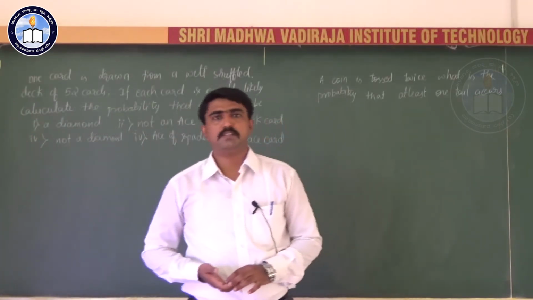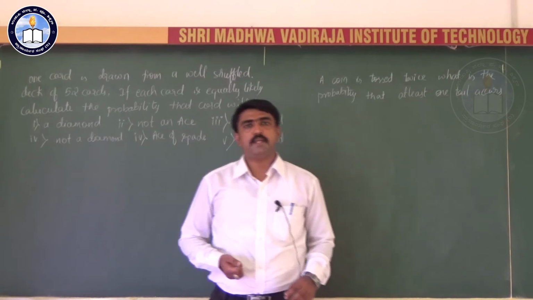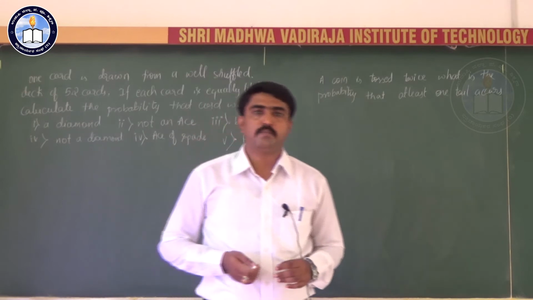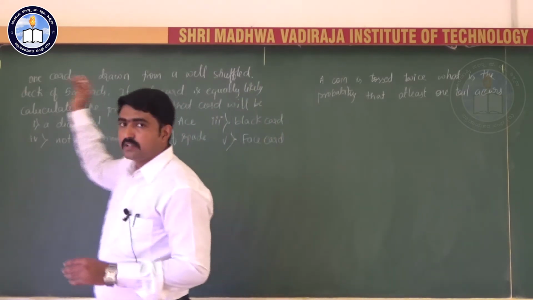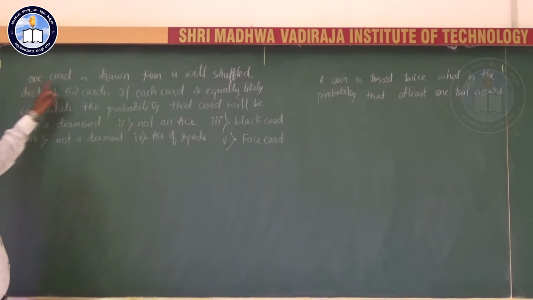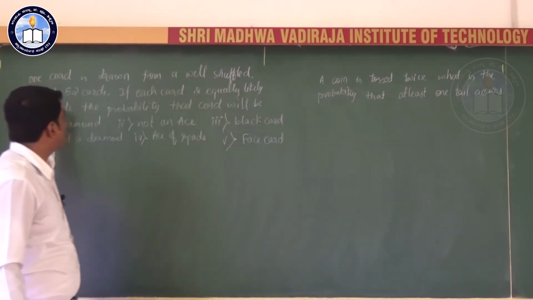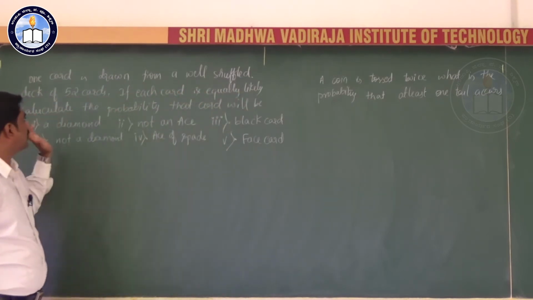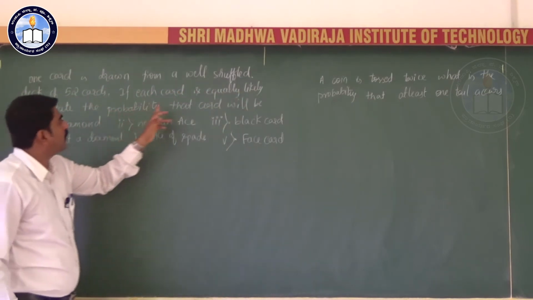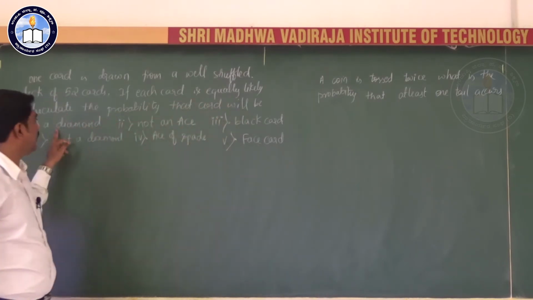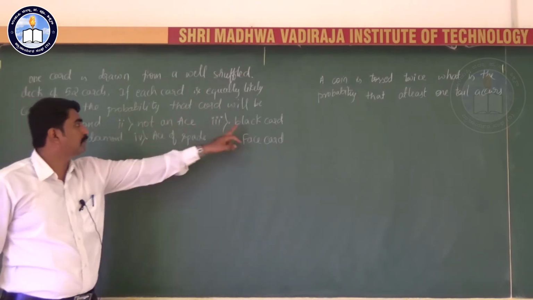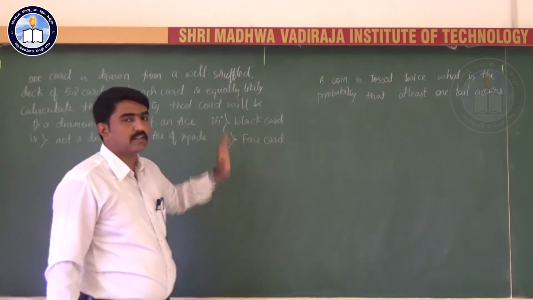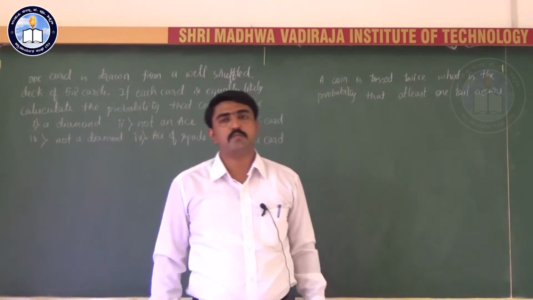Yeah, we have learnt the axiomatic approach of probability and algebra of events. Now let us solve the problems related to it. So take down the problem. One card is drawn from a well shuffled deck of 52 cards. If each card is equally likely to come, calculate the probability that the card will be a diamond, not an ace, black card, not a diamond, ace of spade, face card. In each case we have to find out the probability.